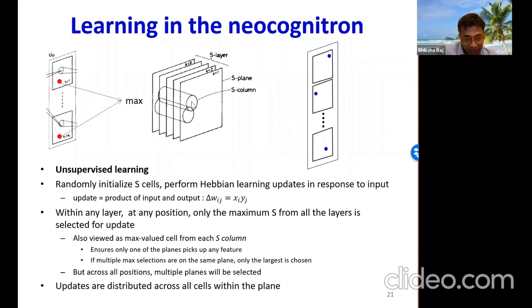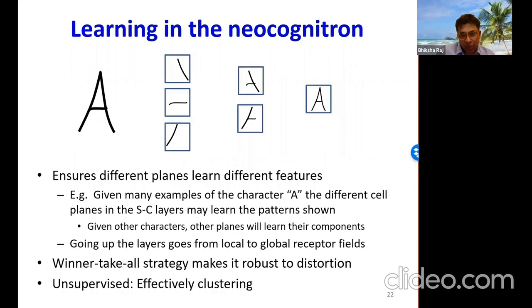But then when you update the weight for that cell in the plane, because all the cells in the plane are supposed to be identical, you will also update the parameters of all the other cells within the same plane. So for every input, you're picking one plane and then you're updating all the parameters within the plane. And simply because of the random nature of the algorithm, different input points will get assigned to different planes and update the parameters of the neurons in that plane. So this learning algorithm ensures that different planes learn different features of the inputs, and these features get more complex as we go through the layers.